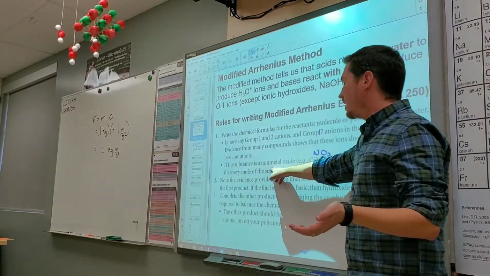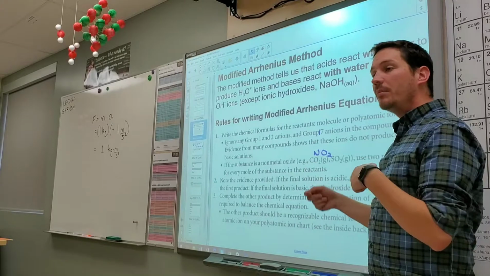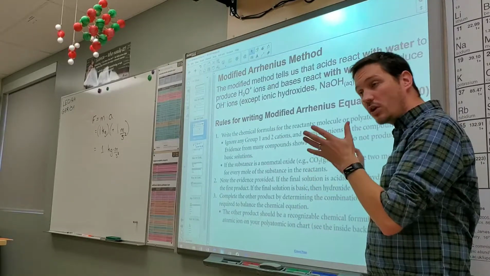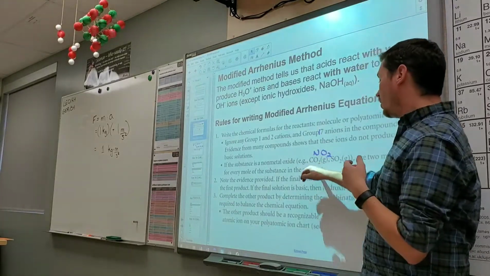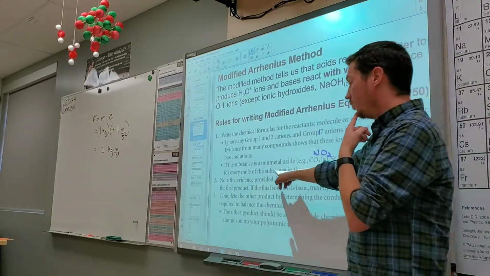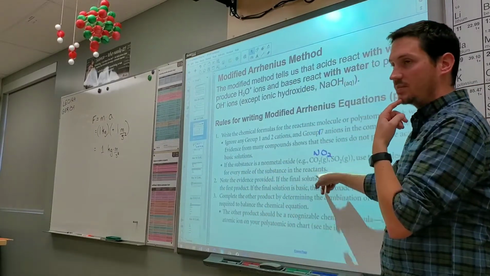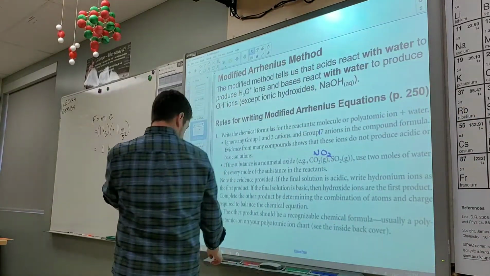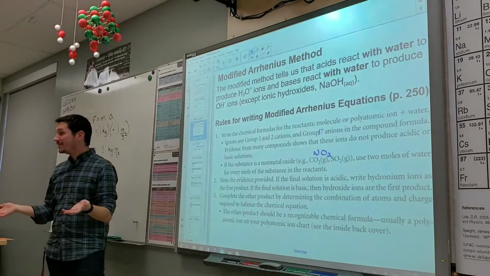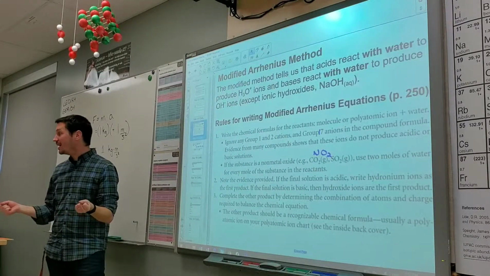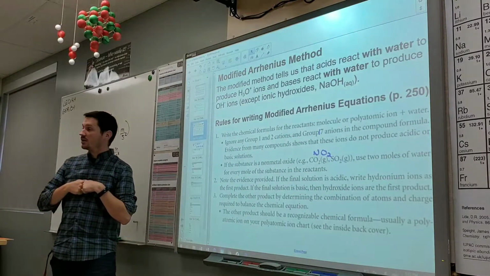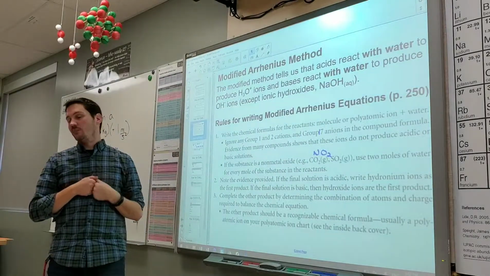If the substance is a what? A non-metal oxide. Like carbon is a non-metal, so carbon something oxide. What do we have to do? Use 2 moles of water for every 1 mole of the substance that reacts. That's the rule, and you just have to memorize the rule. It's actually way easier than you think. No, it's not because there's 2 oxygens.